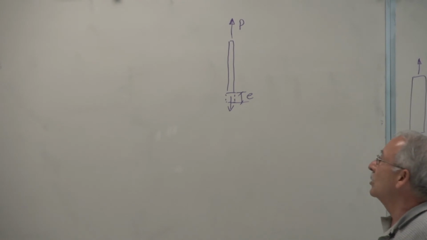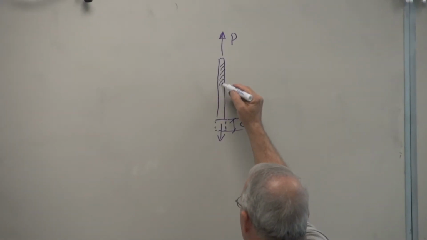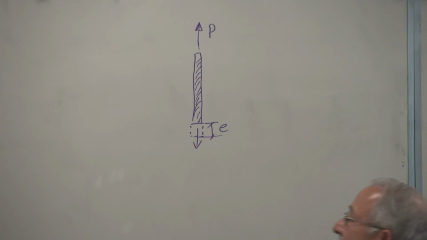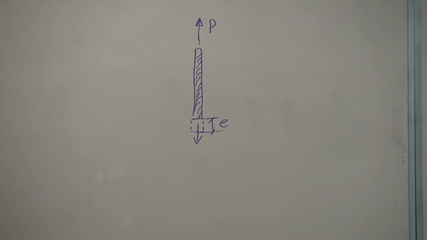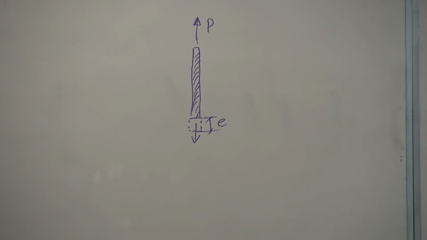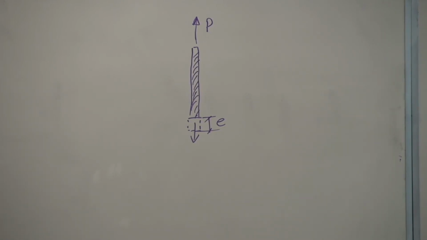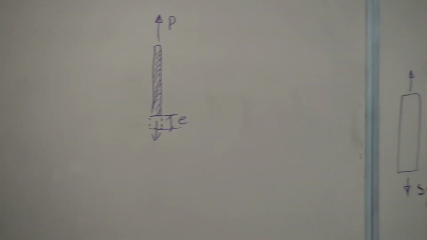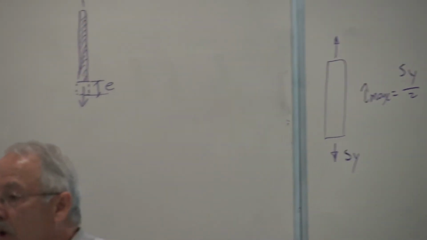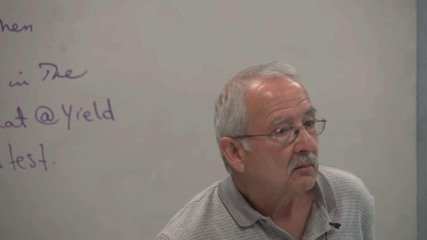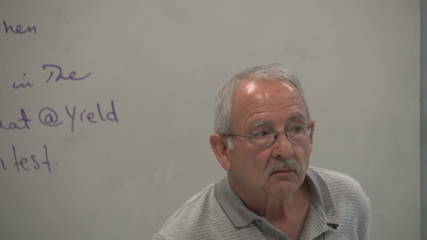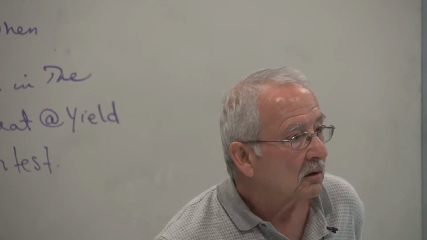Let's say you apply a load P to this rod, and the rod elongates a distance E under that force P, and by doing so you will have done work on that rod. How much? How much work have you done? Definition of work.